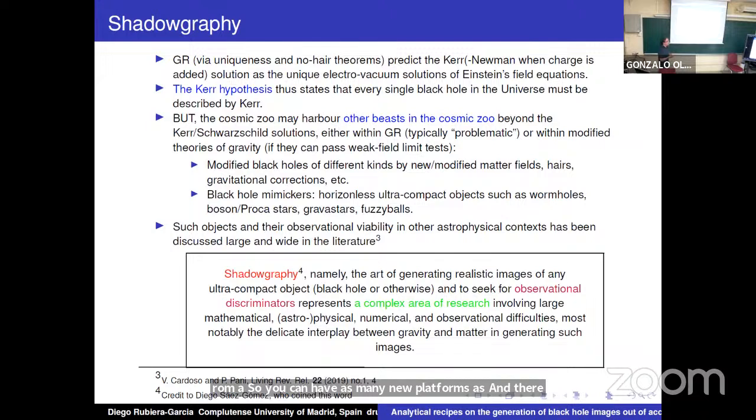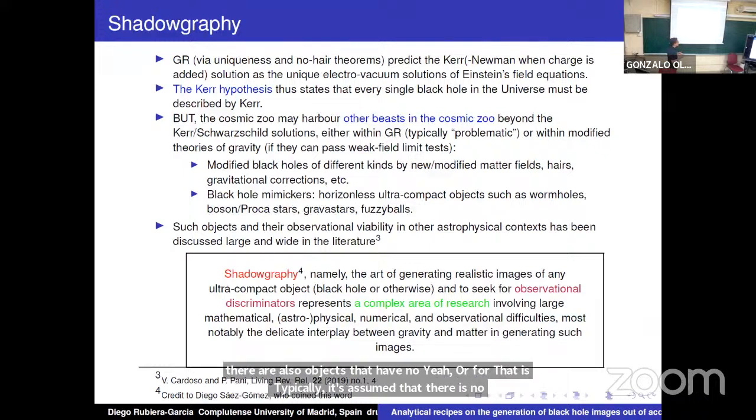But there are also objects that have no horizons. They are typically called black hole mimickers, or horizonless compact objects, or ultracompact objects. There are many words. The fact is there is no horizon. Typically, it's assumed that there is no horizon, but there is a photosphere to create these images. So an object can be compact enough to have photospheres, but not compact enough to have horizons. So they could exist. And I can advance you another thing: it's not even needed to have a photosphere to create a shadow. You can mimic this picture, for example, with some kinds of boson stars.